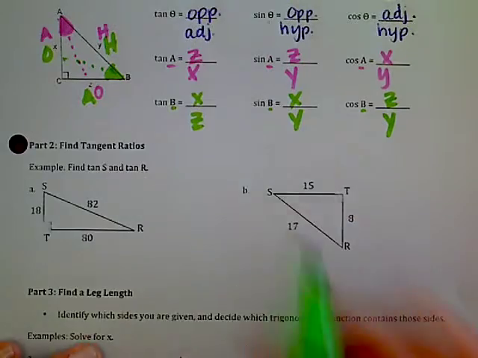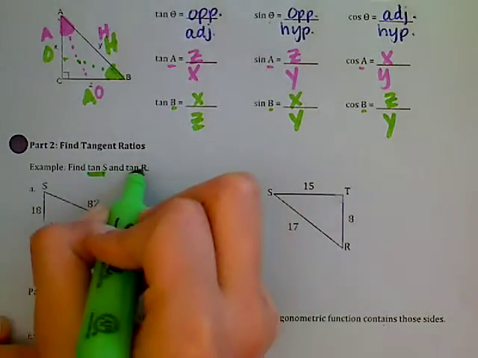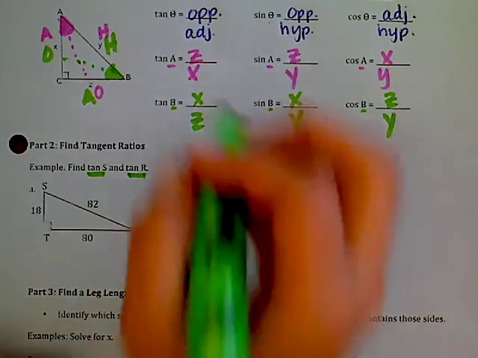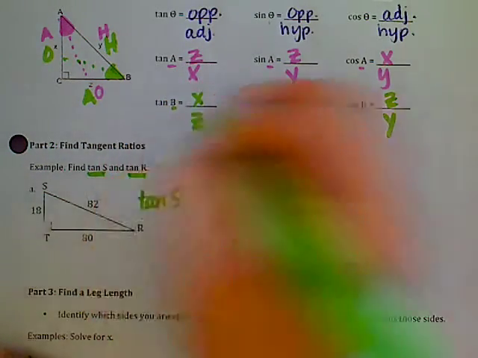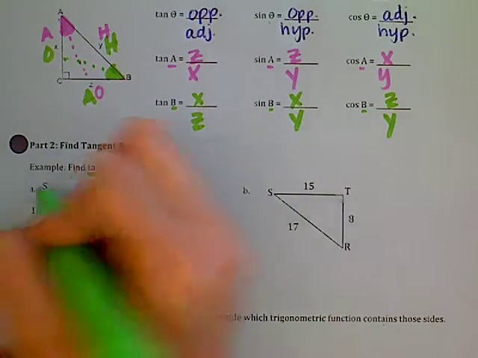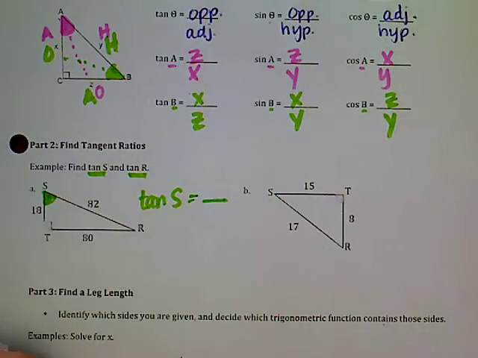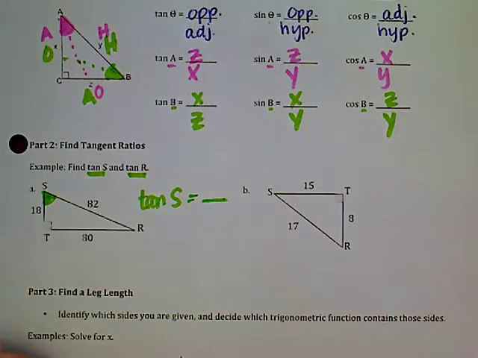So each one asks us to find tangent of S and tangent of R. So the same triangle, just two different angles. So I'm going to start with tangent of S. Here's tangent S. And we need to fill in this ratio. We need to figure out what are the three sides for angle S.